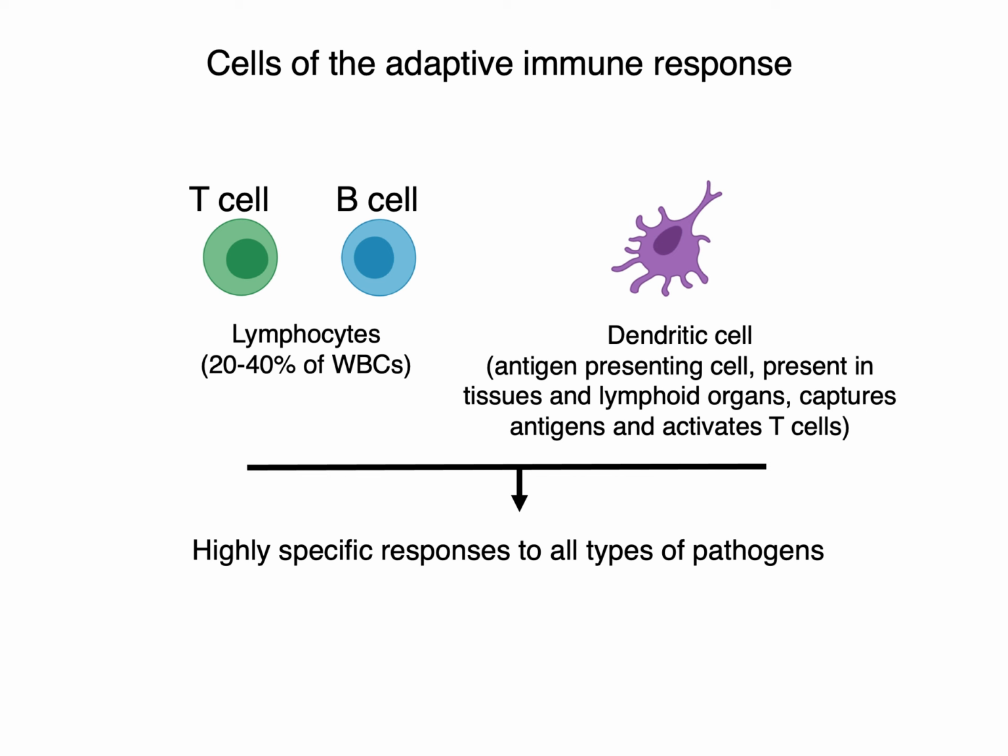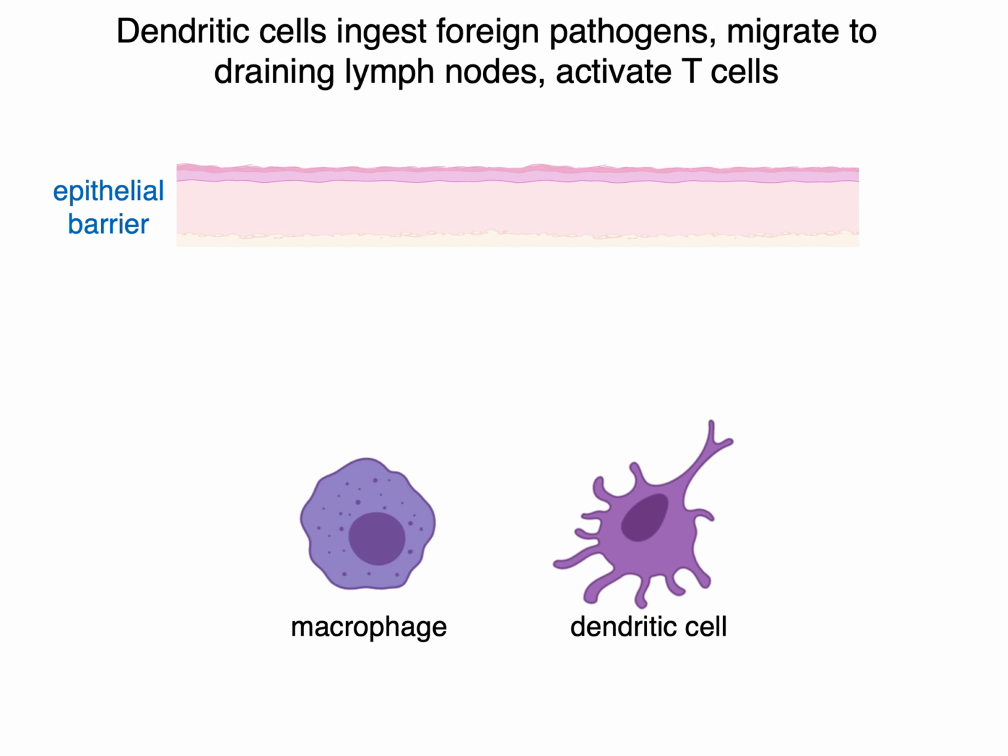Cells of the adaptive immune response are essentially T cells and B cells. And T cells in particular interact with dendritic cells. And dendritic cells are important for activating T cells. They capture antigens and present them to T cells to activate them. And again, these responses are highly specific to all types of pathogens.